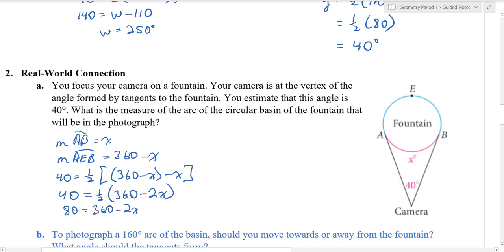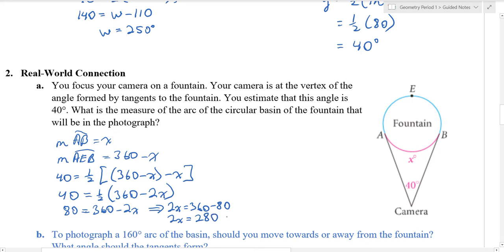Because I don't like dealing with negative variables, I'm going to rearrange this equation by adding 2x to both sides and subtracting the 80. In other words, this is going to end up looking like 2x equals 360 minus 80, which then gives me 2x equals 280.